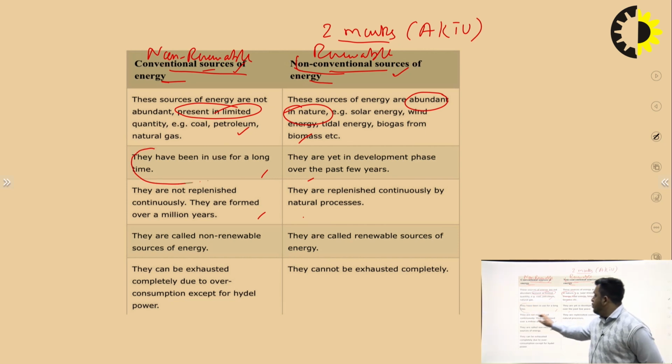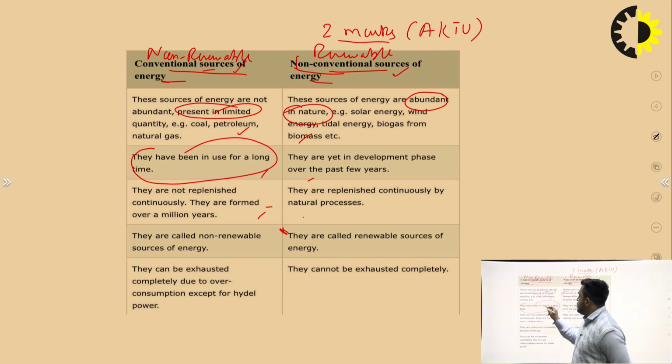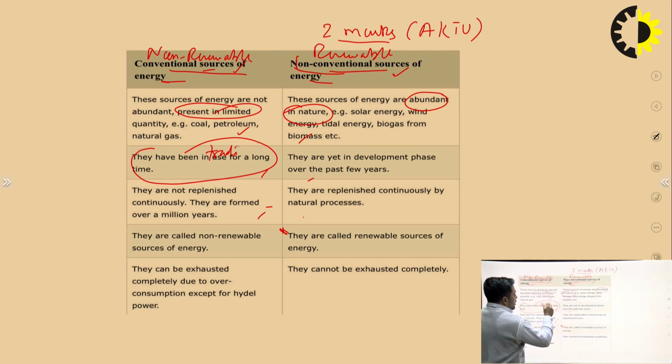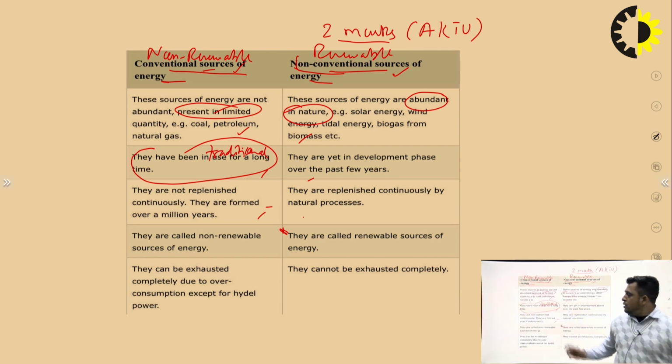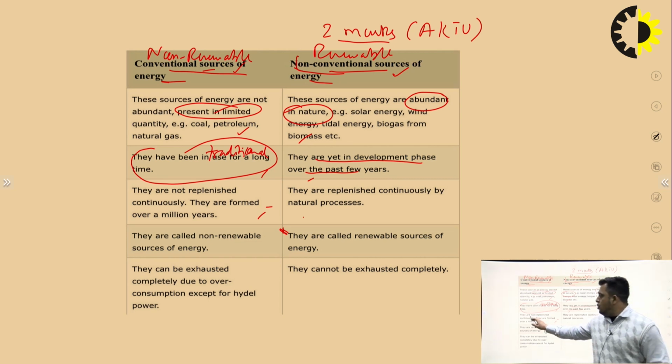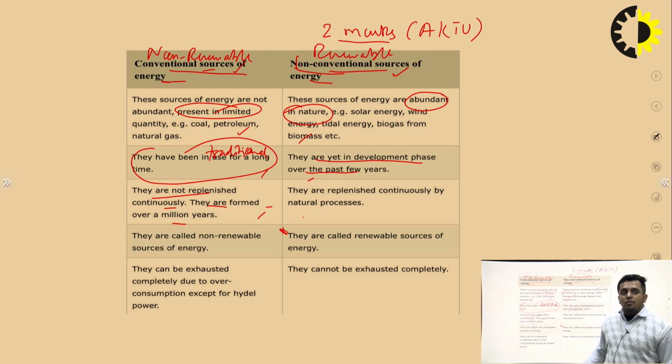These have been used for a long time. That's why we are saying this is also traditional. If I write the word traditional, traditional means which is being used for a long time, and non-conventional sources are yet to be developed over the past few years. Conventional energy resources have been used for a long time, but non-conventional energy resources are in a development phase. Then they are not replenished continuously, they are formed over millions of years. Means they have been formed, as I said, they are in traditional use. We have been using them traditionally, means millions of years we are talking about.